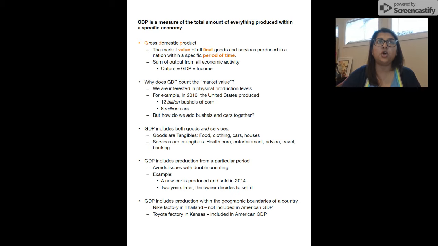This concept of income and this concept of spending, in the context of not a person but of an economy as a whole, is summarized by the concept of GDP. GDP stands for gross domestic product, and it is a measure of everything that is produced and consumed inside an economy in a given period.